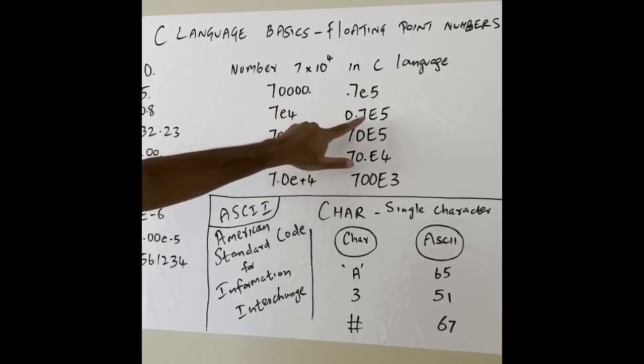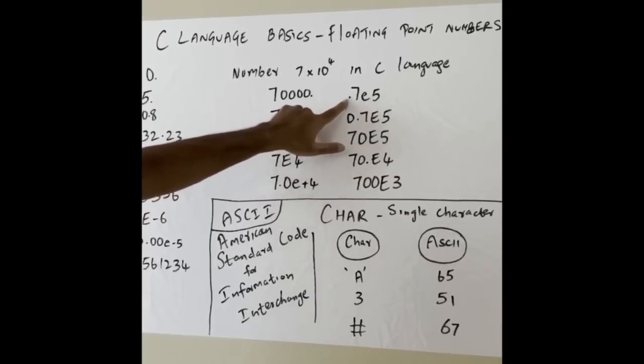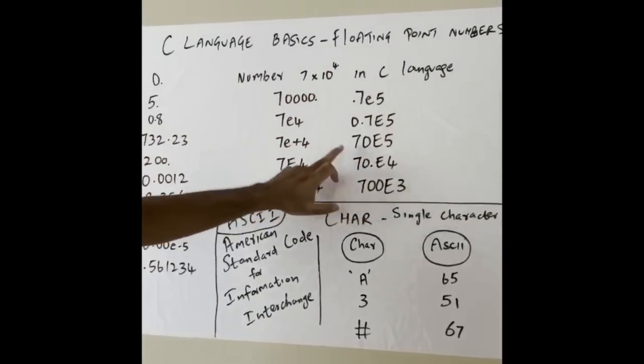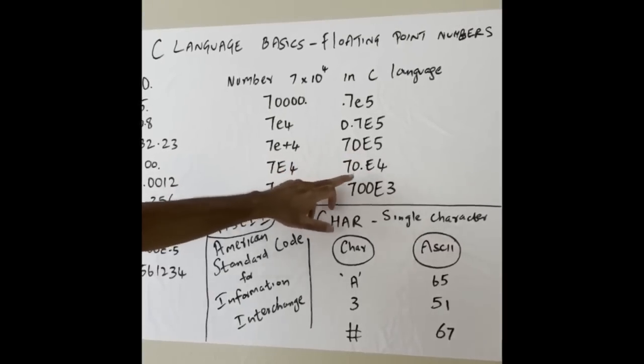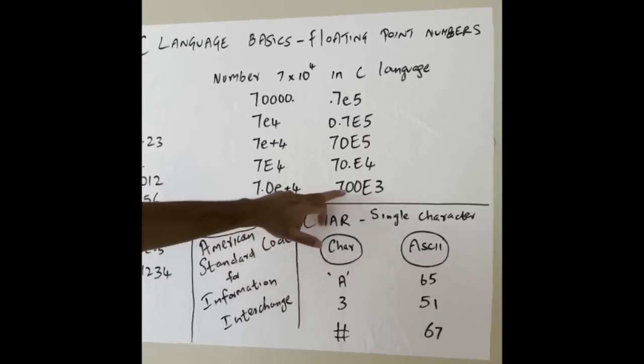0.7e5. They added 5 here because they put a dot here, so it has to move one place to the right. So it becomes a 5 here. 70e5, 70.e4, 700e3.